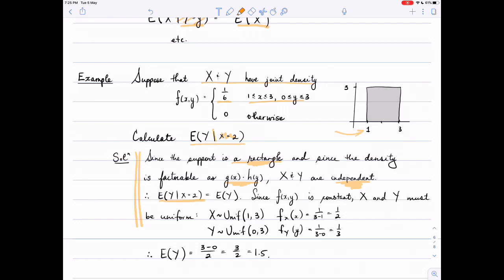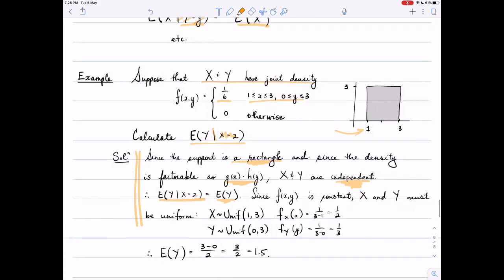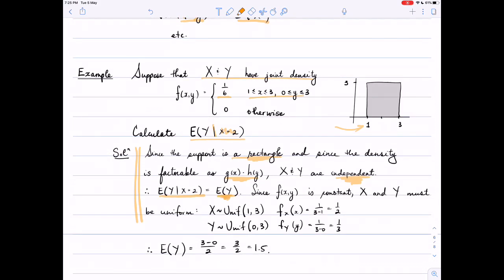Therefore, the conditional expected value is just the expected value of y. So what I need to know is, what is the expected value of y? What is the distribution? Since f of x,y is a constant, x and y must be uniform. X is on 1 to 3, so x is uniform 1, 3, which gives me the density 1 over b minus a, of 1/2. Y is uniform 0, 3, y is on 0, 3, so 1/3 is its density function. So the expected value of a uniform, b minus a over 2, 3 minus 0 over 2, is 1.5, no integration needed.